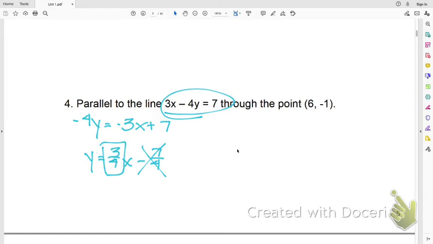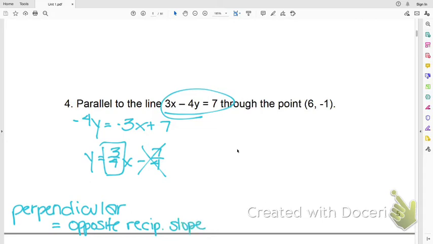Parallel to means I'm going to use the same slope. Since I like to do side notes here, what does perpendicular mean? Opposite reciprocal. Equals opposite reciprocal slope. So you flip your fraction upside down and you change the sign. Okay? Now I'm going to use the same slope, so I'm going to use 3/4, and I have a point.